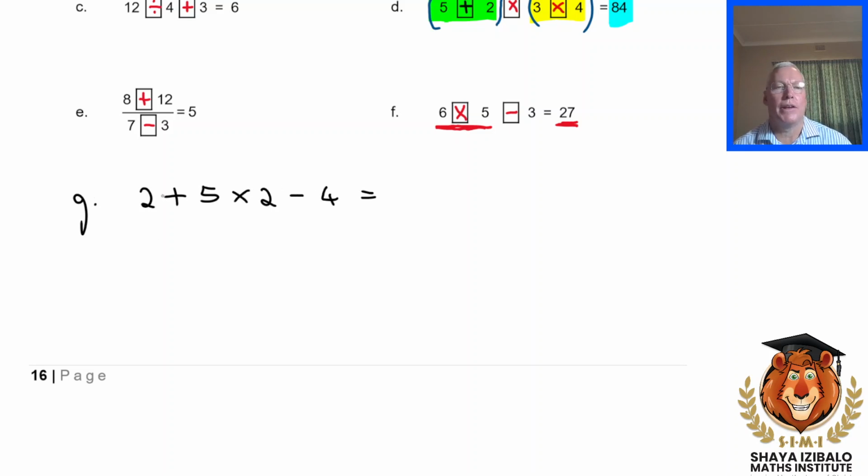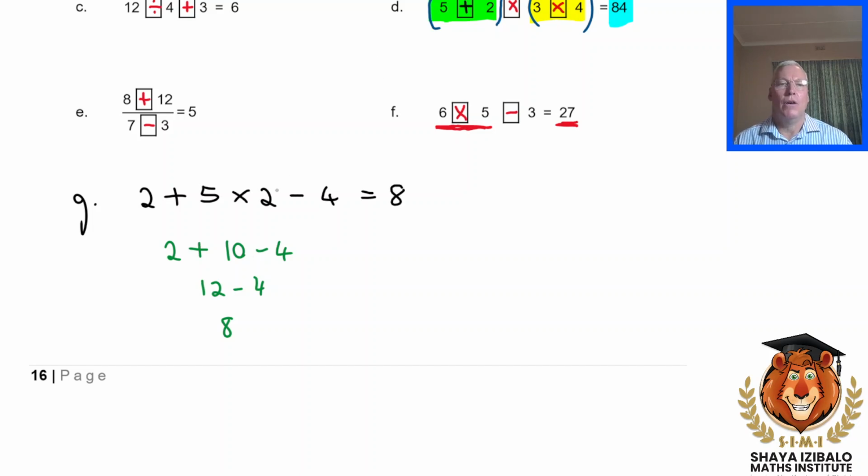All right, this is going to be 2 plus 10, because remember we're going to do the multiplication first, minus 4. And what's 2 plus 10? It's 12. And what's 12 minus 4? It's 8. Right, so the final answer here for this question is 8.